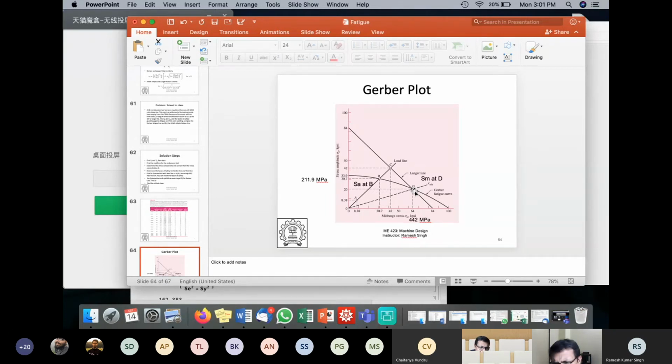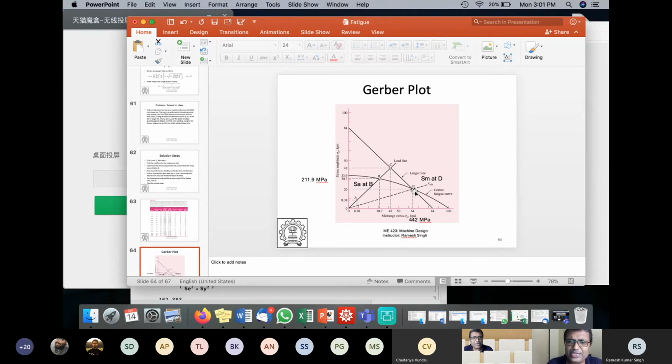Using sigma m and Sm. Okay, you have SA and Sm because I am asking for factor of safety. So factor of safety has to include your loading conditions, right? It's very simple actually for yielding. You guys are missing something.